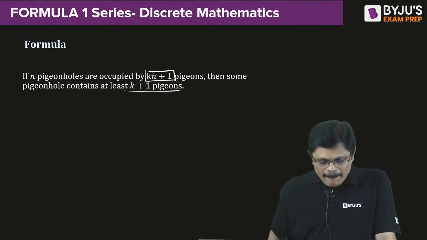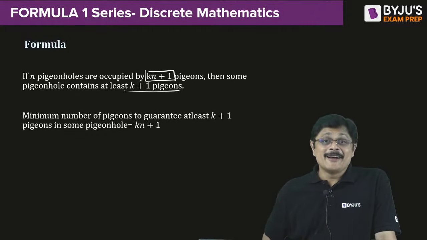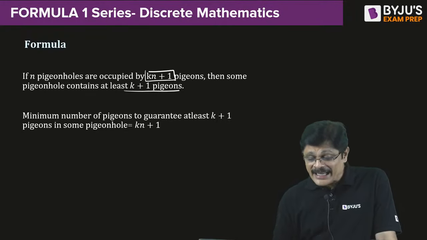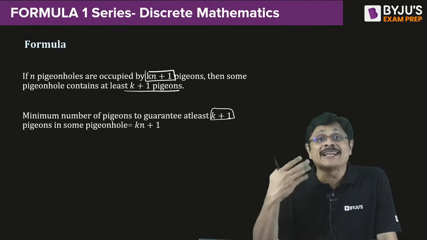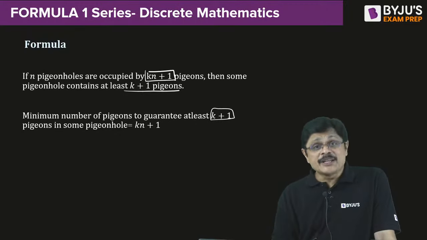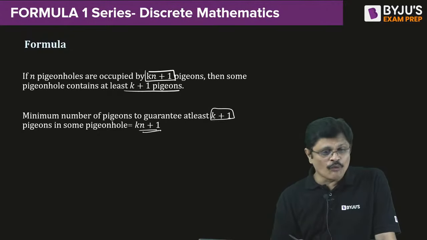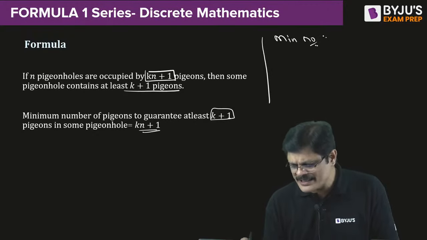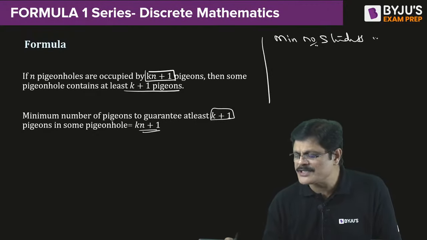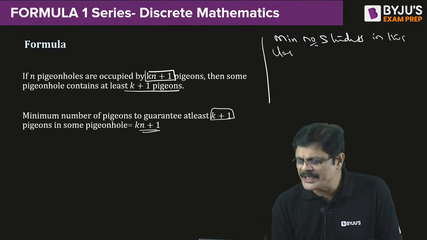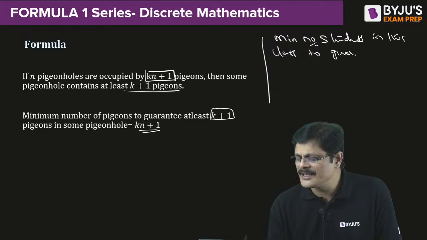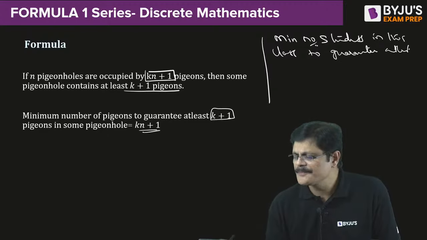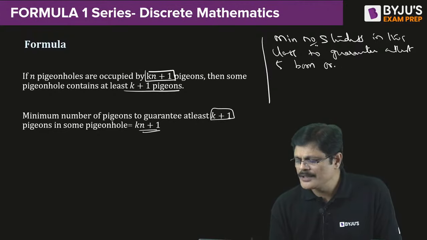Every book contains this. But suppose I give the at least number and ask for the minimum number of pigeons to guarantee at least k plus 1 pigeons in some pigeonhole. For example, what should be the minimum number of students in this class to guarantee at least 5 born in the same month of a year?